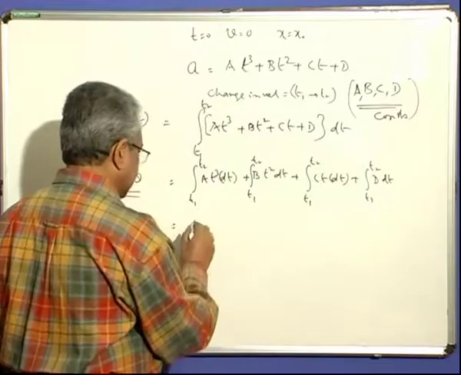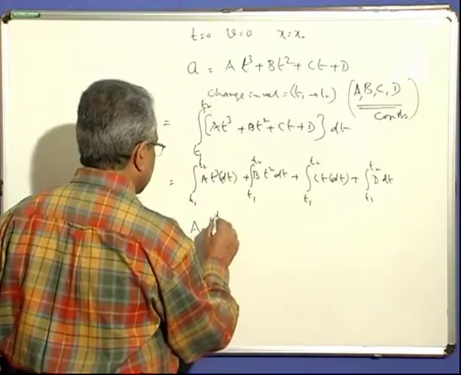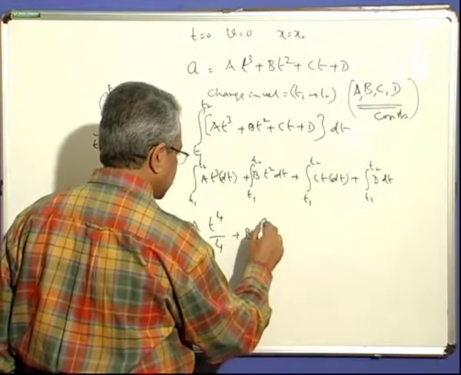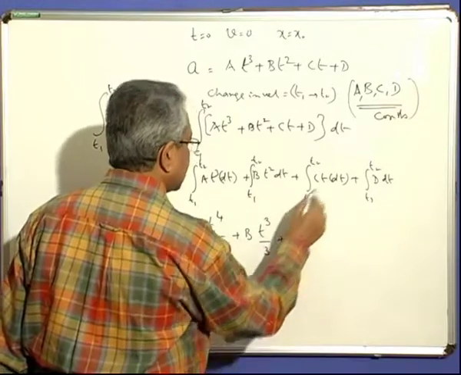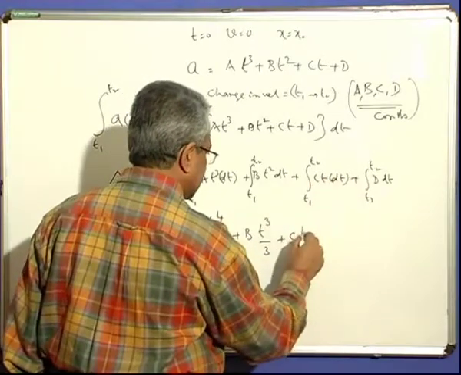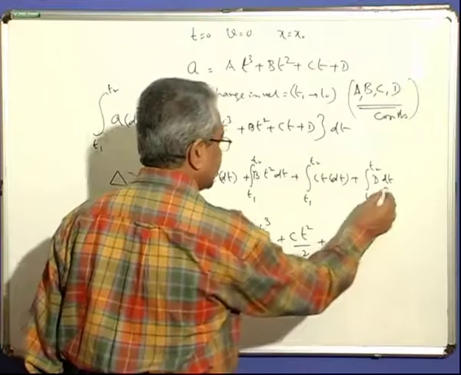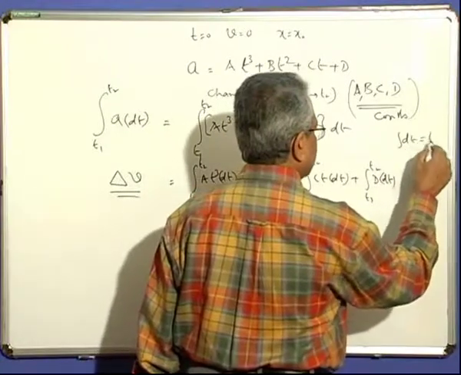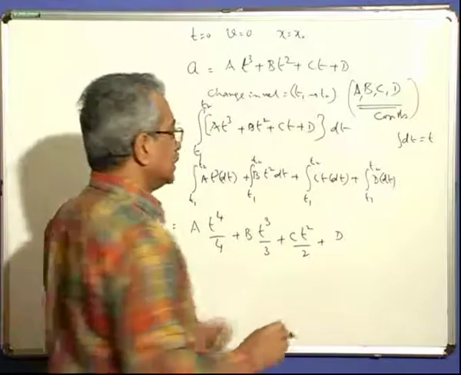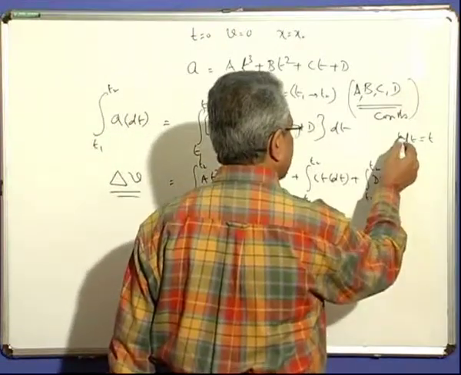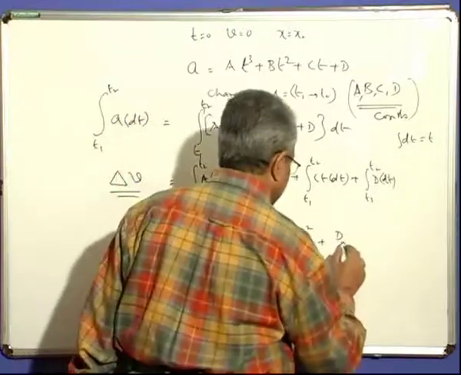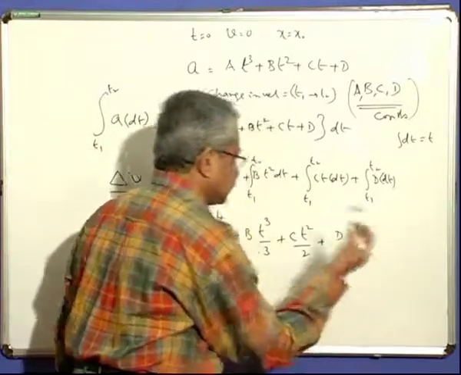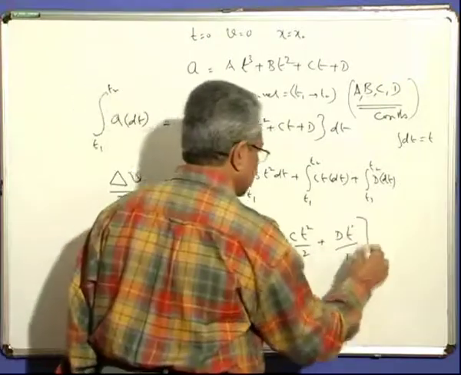So the a will be here, and it is t power 4 by 4 because it was t cubed. Plus b, here it was t square, so it is t cubed by 3. Here c t, n plus 1, that means t square by 2, plus d. Integration of d dt is simply d t, because there is no power for t at all, so one power will come there. The same method, in the limits t1 to t2.